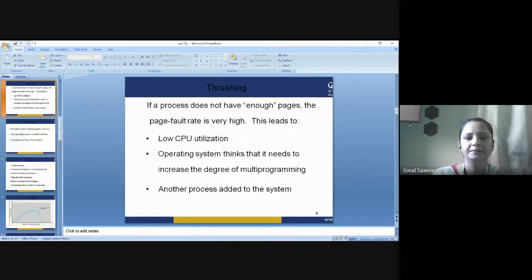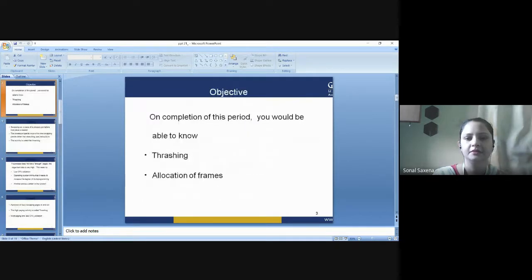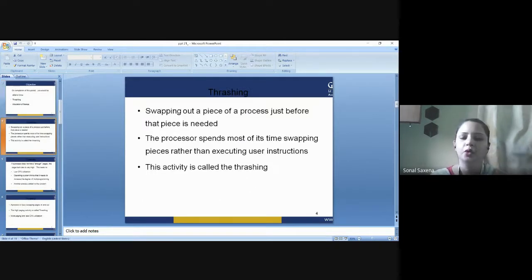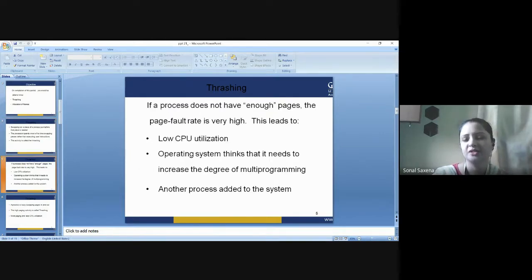Here you can see the concept that we have seen: swapping out of a piece of a process just before that piece is needed. So the processor spends most of its time swapping pieces rather than executing user instructions. So we have seen that this is called thrashing. And if a process does not have enough pages, the page fault rate is very high. So this leads to low CPU utilization.